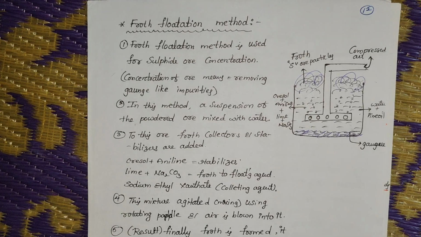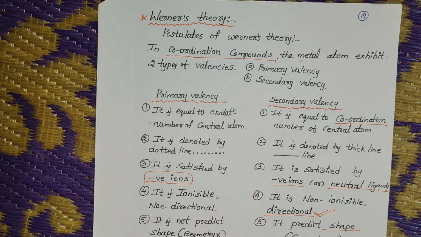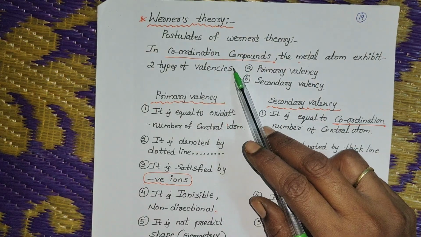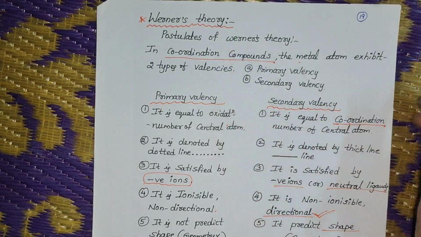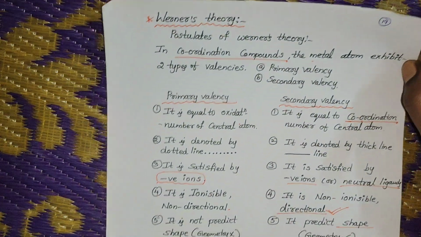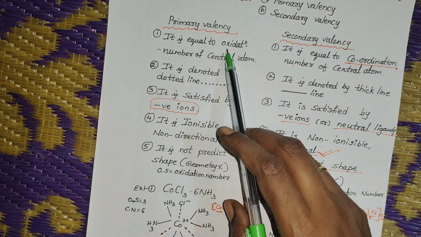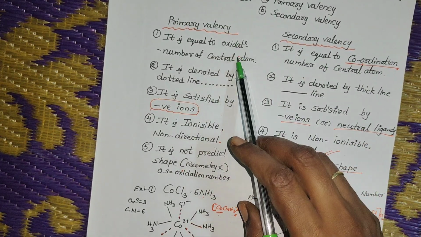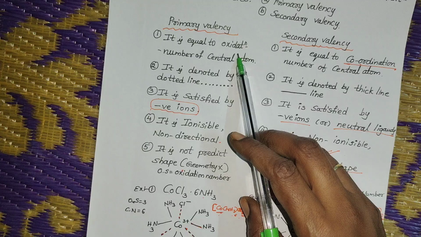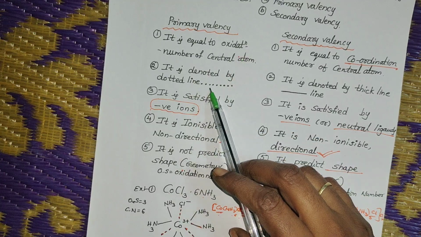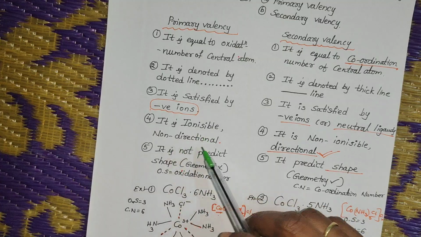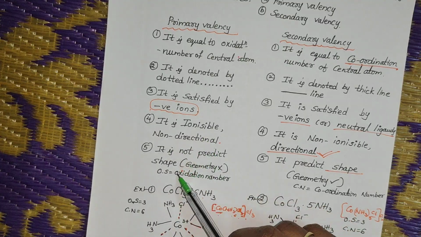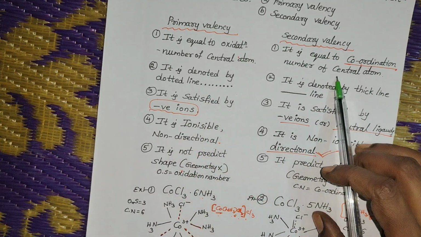Check it properly. Next, 4 marks question, SAQ, Werner's theory. Postulates of Werner's theory: especially it explains about the primary and secondary valence of coordination compounds. Who explained, beta? Alfred Werner, scientist. Okay, and directly write down these 5 points for primary and secondary. Primary valency equals the oxidation number of the central atom, indicated with a dashed line, and it is satisfied by only negative ions, and it is ionizable, non-directional, and it does not predict the shape. It is completely opposite to the secondary.